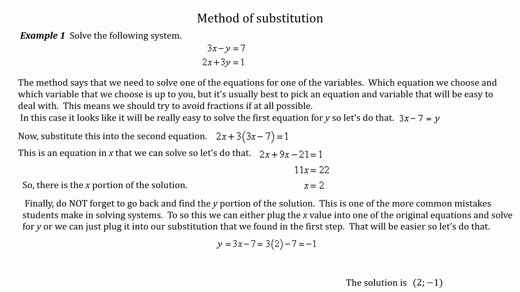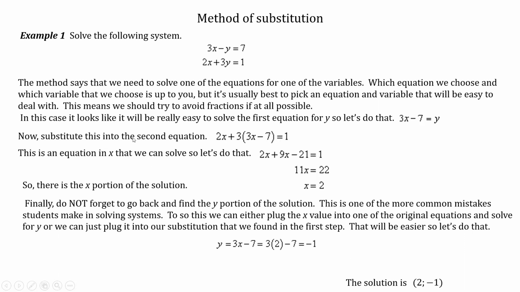We solve this equation by the substitution method. As we said above, the method says that we need to solve one of the equations for one of the variables. In our example, we solve the first equation for y, so let's do that. In other words, we find in the first equation the variable y. So y is equal to 3x minus 7.